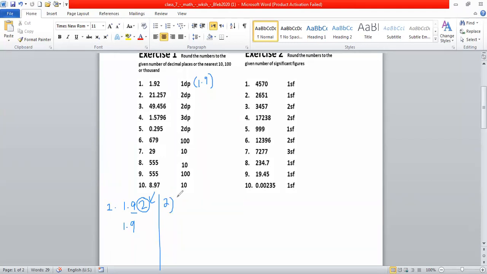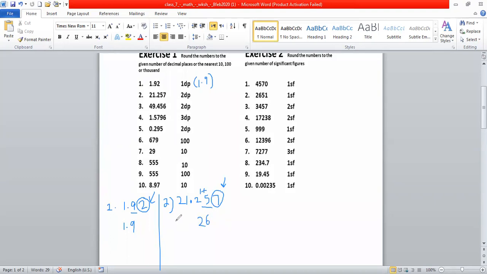Part 2, 21.257, to 2 decimal places. So 1, 2, this would be underlined and this would be circled. So if you see this circled value is greater than 5, so you will add 1 to 5, the underlined value, and we will ignore this because we are rounding off in decimal places. So 5 plus 1 is 6.